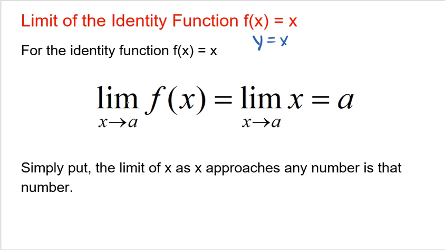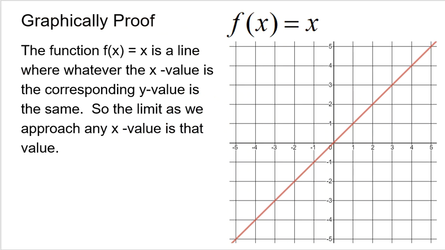All right, so this is such an easy rule. It says the limit of the identity function x as x approaches a is a. Simply put, the limit of x as x approaches any number is that number. Easy. Whatever number you're approaching is your answer. Now, let's explain this graphically as well because it can be a little bit confusing. Here we have the line y equals x, which is called the identity function. For example, at 1, you have a point at 1. At 2, 2, 3, 3, 4, 4, negative 1, negative 1. Every x has the same corresponding y.